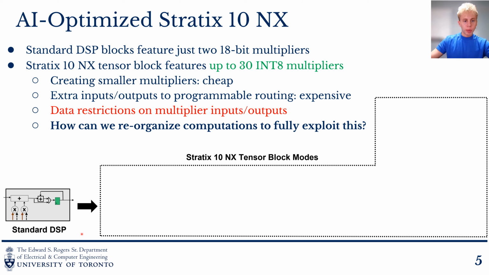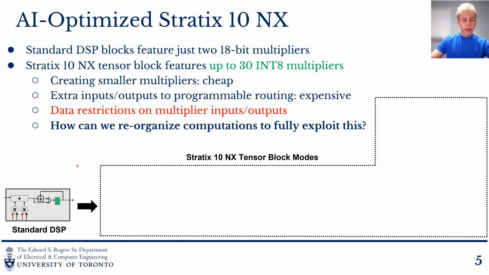So the original HPIPE design used standard DSPs found in the Stratix 10 line of FPGAs. These DSPs feature just two 18-bit multipliers and an accumulate. The Stratix 10 NX line of FPGAs, however, features up to 30 8-bit multipliers instead. And these tensor blocks take up the same amount of area as the regular DSPs with their 30 multipliers.